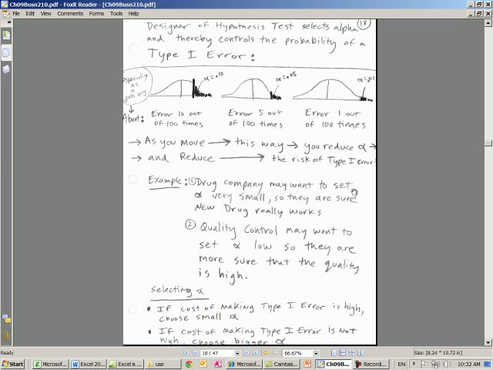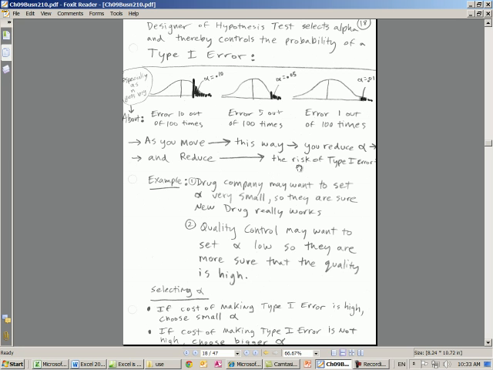Now, the designer of the test can control this risk. Here, alpha 10%, alpha 5%, alpha 1%, right? As we move this way, we reduce our chances of a type 1 error. At alpha 10%, about 10 out of 100 times we'll have this error. Alpha equals 0.05, about 5 out of 100. Here, 0.01, about 1 out of 100 times. So if you want to avoid type 1 error, which means rejecting the original hypothesis even though it was true, you want to make alpha very small.